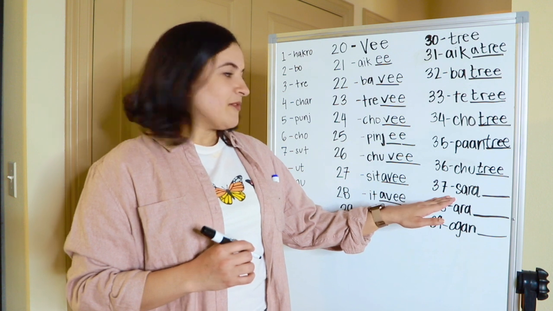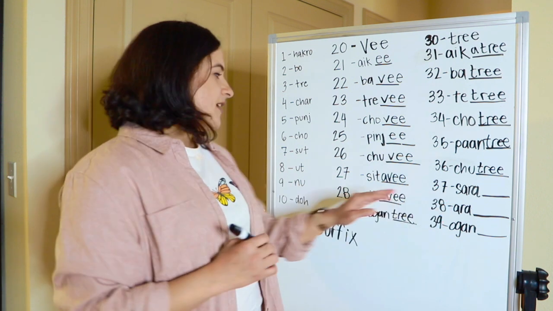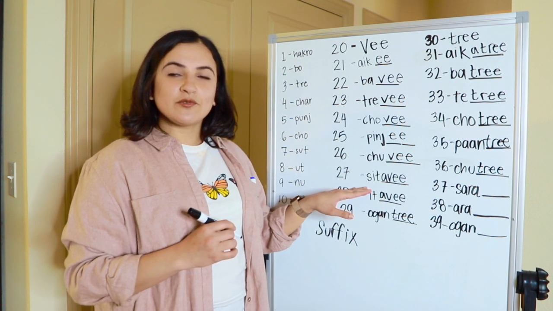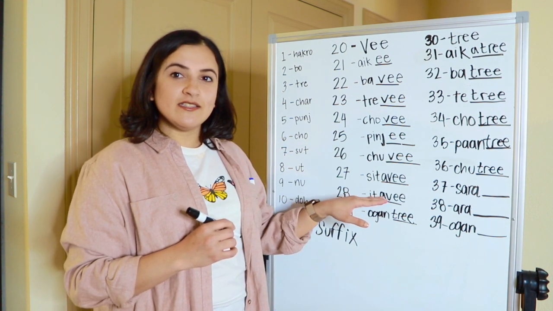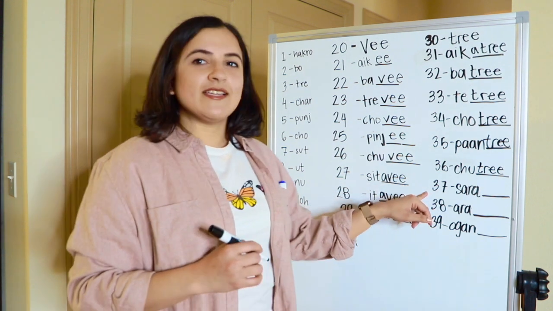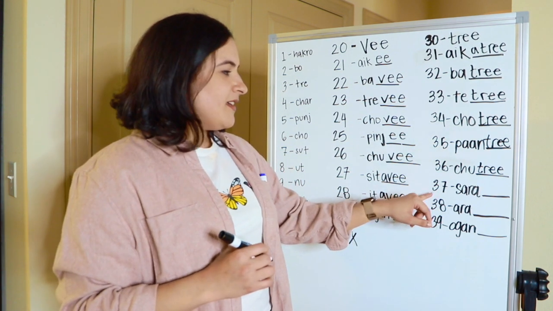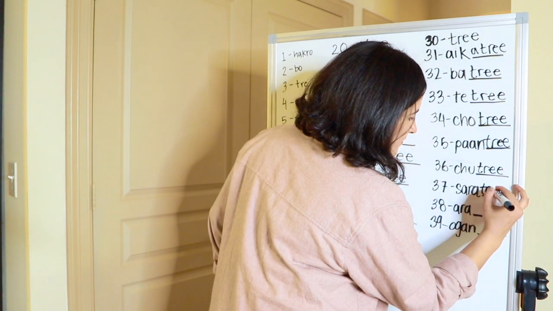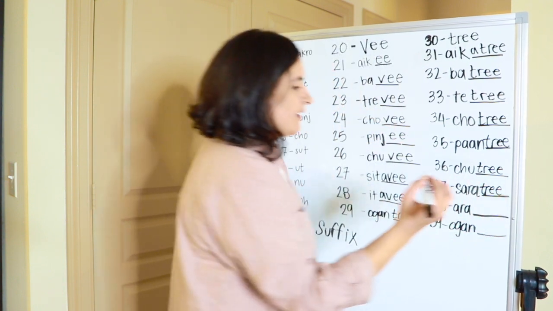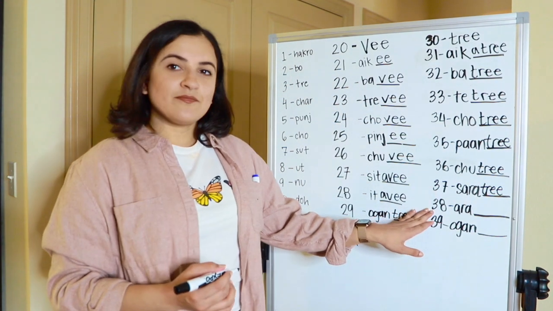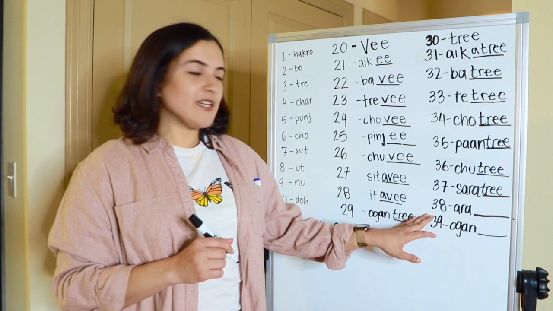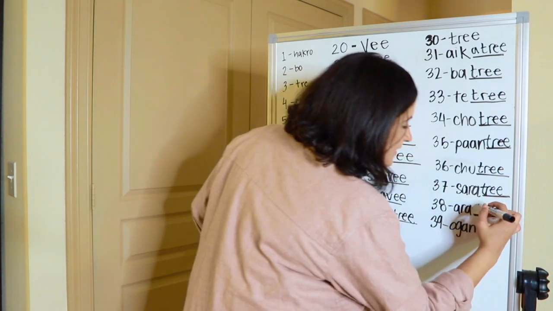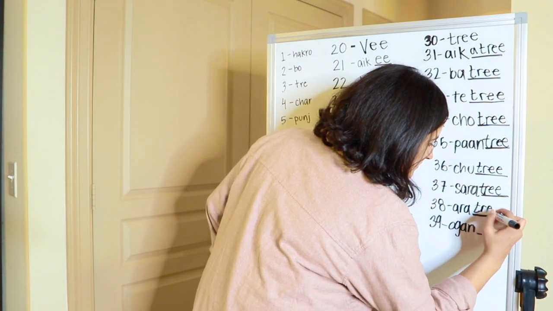37. This root word is different because 7 in Memoni is sit. In 27, the root word is sit, so you have sitavi. In 37, it's sara. Sara. And then you add 3, saratri. 38. This is also, the root is also different here. It's ara, and you add 3. Aratri is 38.